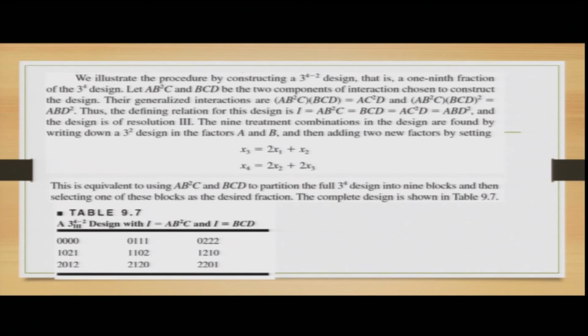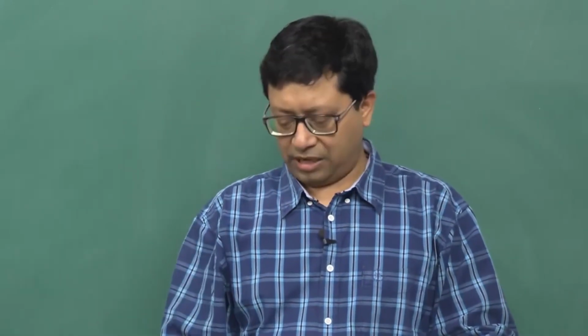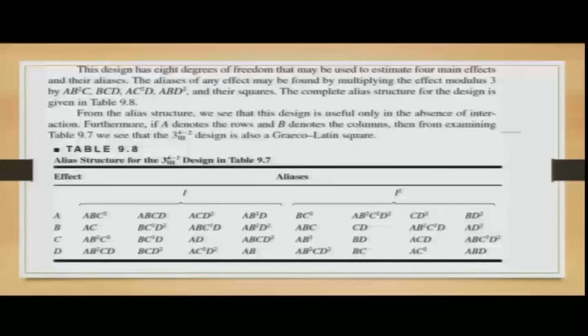We start at the level 0 0 0 0, that means all at the low level, and go up till, I am not reading the whole sequence, the last one would be 2 2 0 1, which is A and B at the highest level, C at the lowest level and D at the medium, average level.